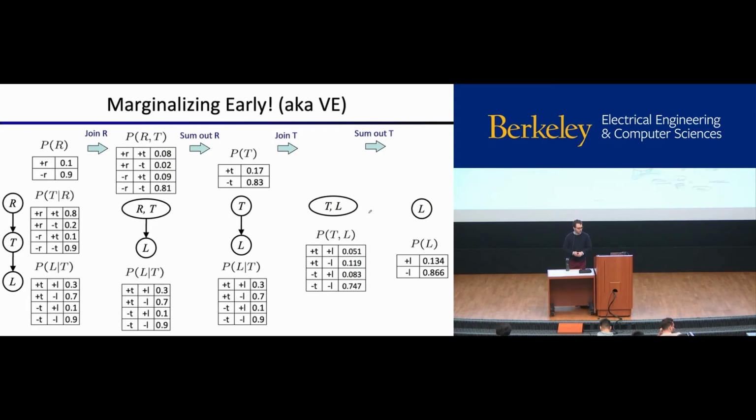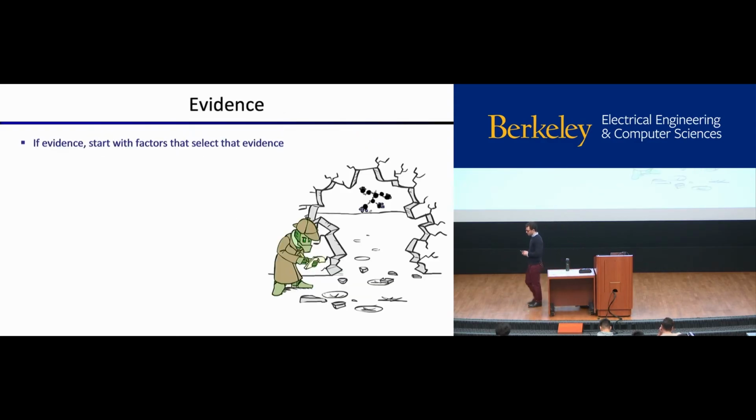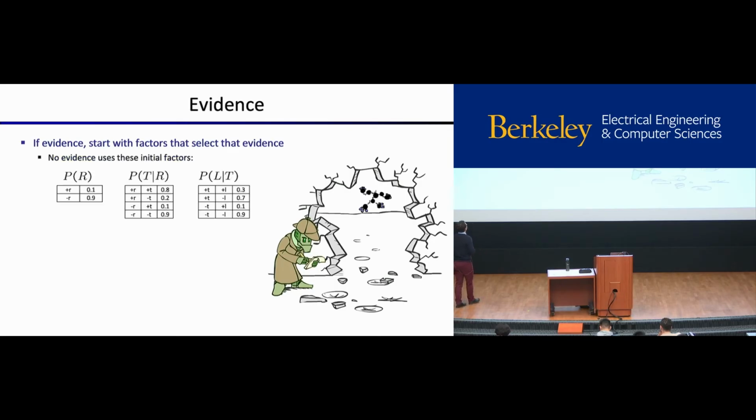All right, great. Let's talk about evidence. So what do I mean when I say evidence? I mean, we know certain things about certain variables, and we want to leverage that to make these computations more accurate and more efficient, right? So if we start with some evidence, then we don't need to look at other aspects of these tables that are inconsistent with the evidence we already know, right? So when we know some evidence, just select those rows. If there's no evidence, we just use the same conditional probability tables we started with.